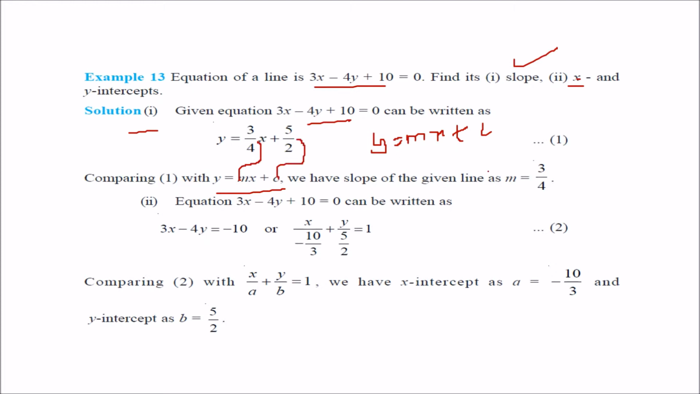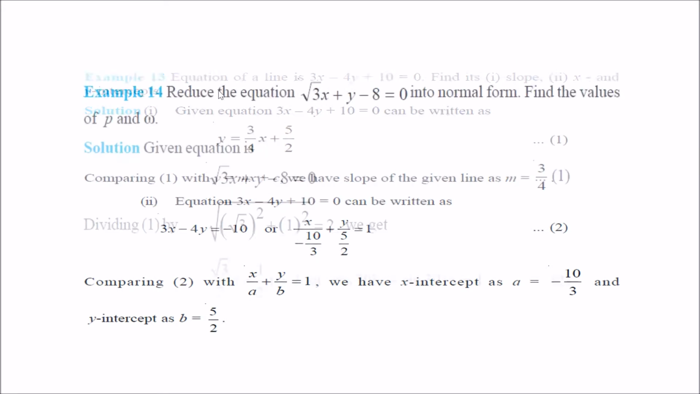C is 5 by 2, right? Now, x and y intercept: let us write it in the form of x by a plus y by b equal to 1. So here take c to this side, that is minus 10. Then divide both sides by minus 10, and take 3 in the denominator and 4 also in the denominator. This is A, this is your B. This is how we find out the x-intercept and y-intercept.